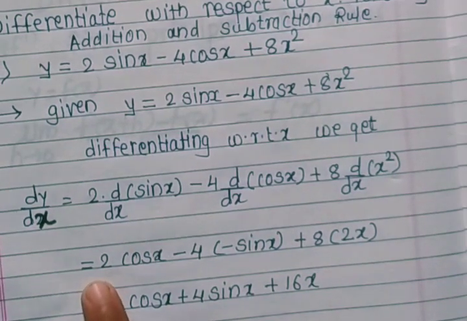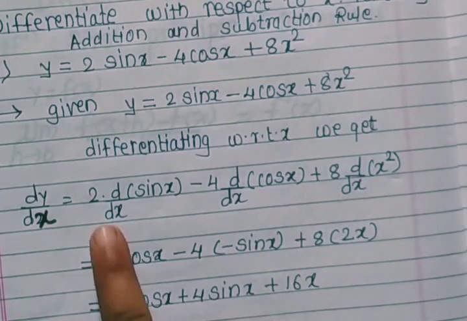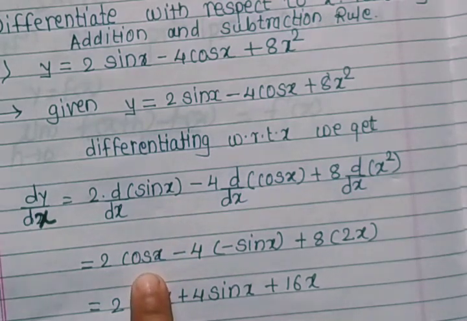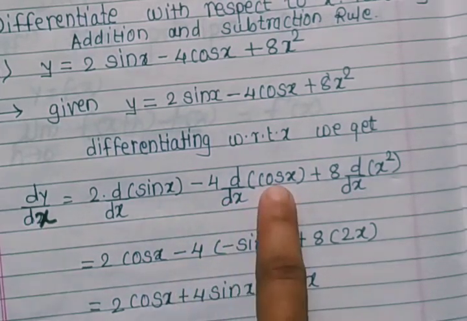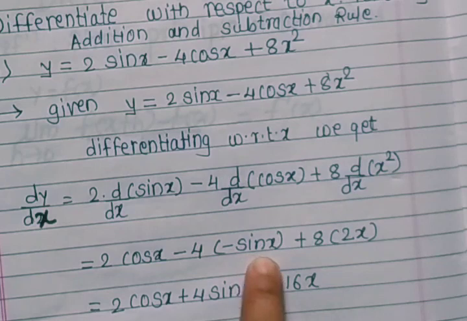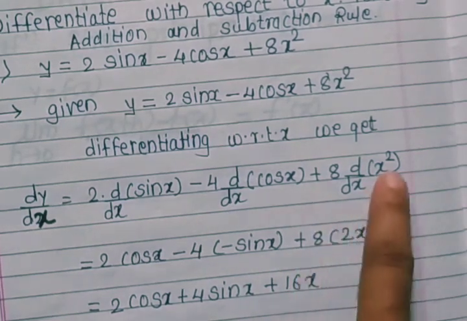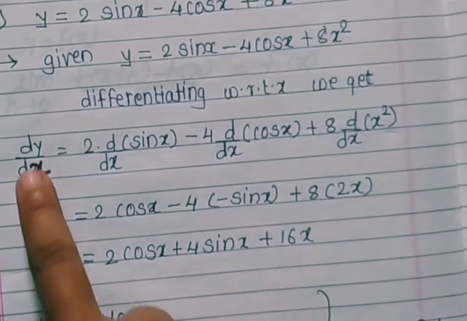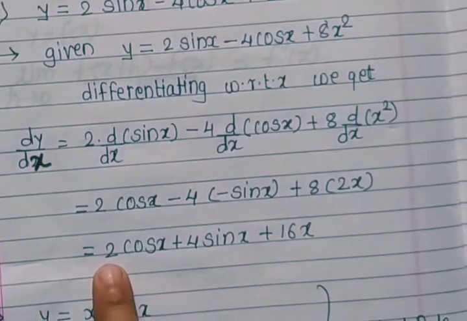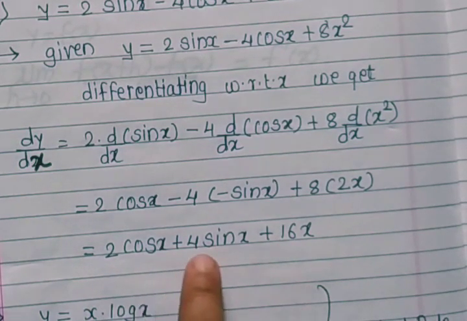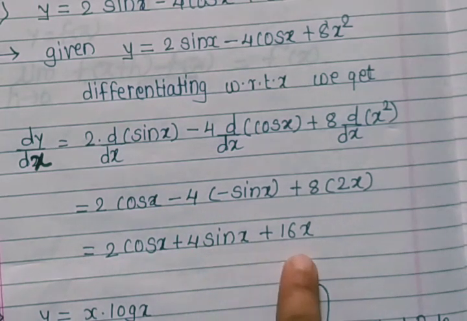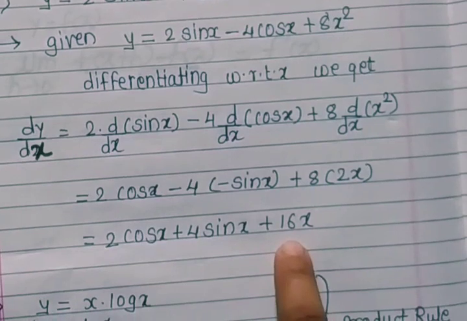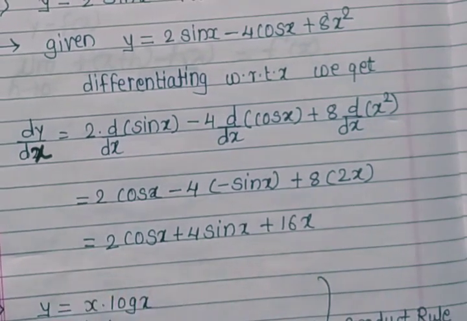Which is equal to 2 as it is. Derivative of sin x is cos x, minus 4 into derivative of cos x is minus sin x, plus 8 into derivative of x square is 2x. Therefore, dy by dx is equal to, finally, we can write 2 cos x plus, minus into minus is plus 4 sin x, plus 8 into 2x is 16x. So this is the final answer.